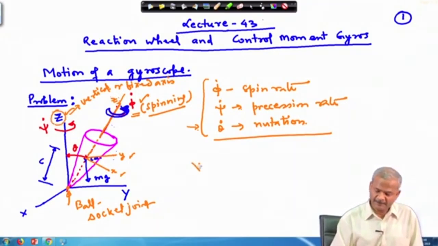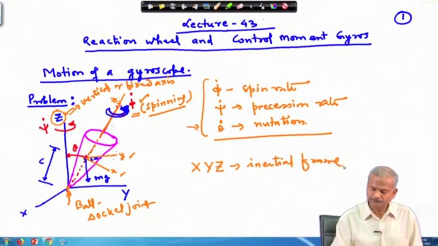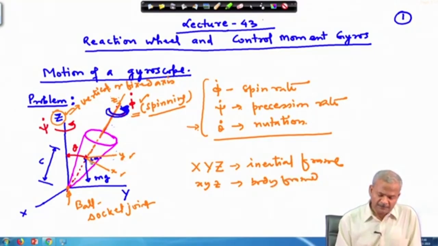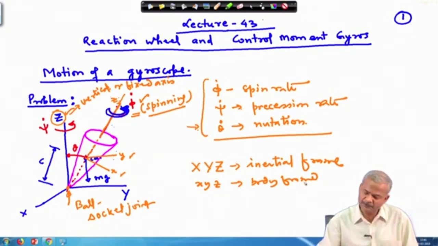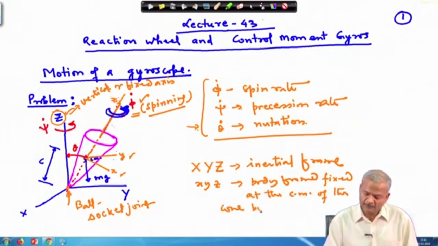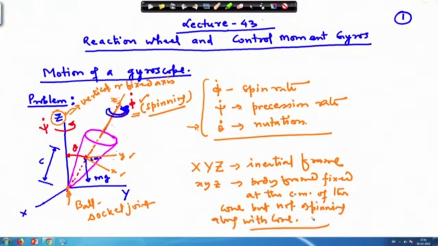So, capital X, Y and Z constitute the inertial frame, while x, y, and small z constitute the body frame. This is fixed to the body, so x, y, z is fixed to the body frame, fixed at the center of mass of the cone, but not spinning along with the cone. Why we are not fixing it, you will see later on what is the advantage of not fixing it.